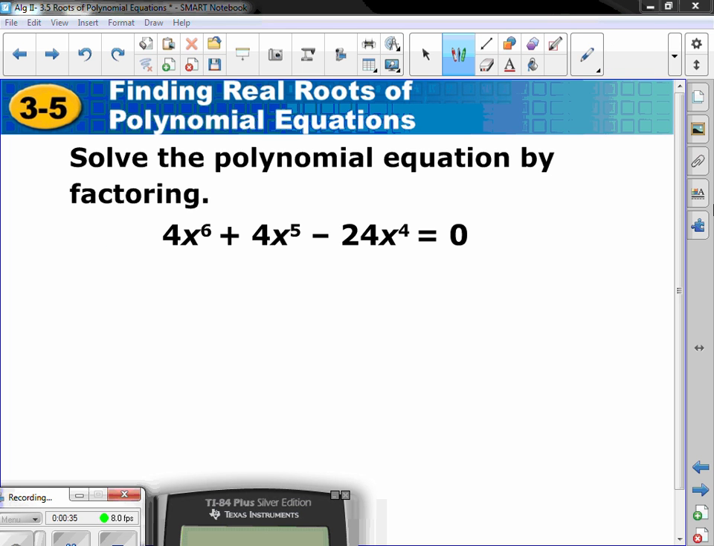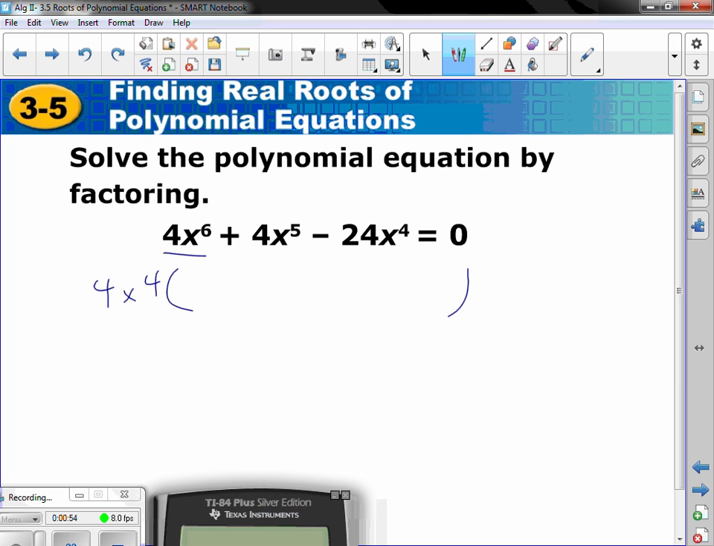Coming around and seeing what we've been doing, most of you looked at this and saw they have one in common: 4x to the 4th. This one has 6, this one has 5, this one has 4. So that's the most they all share, is x to the 4th.